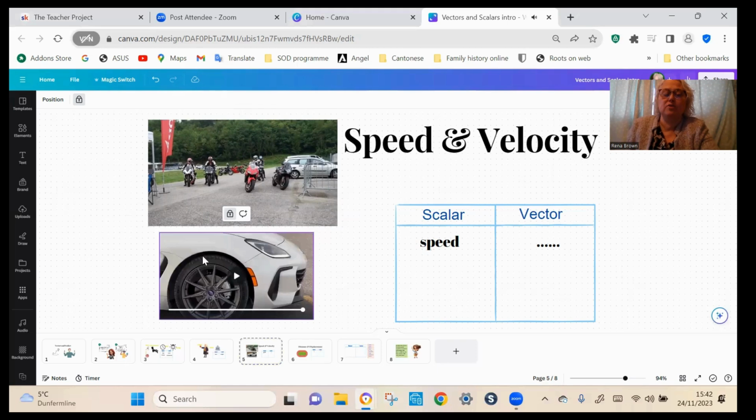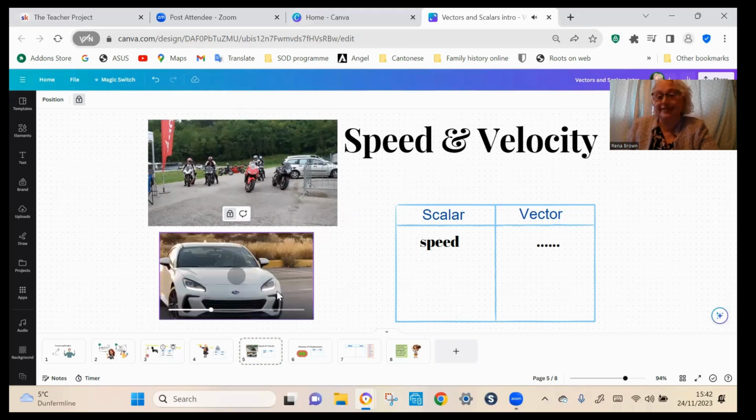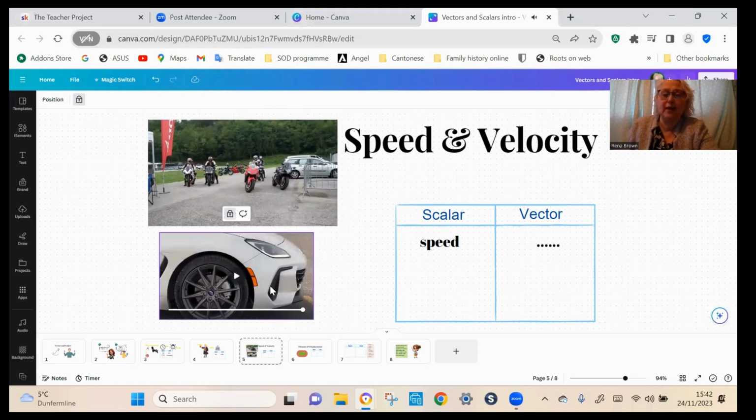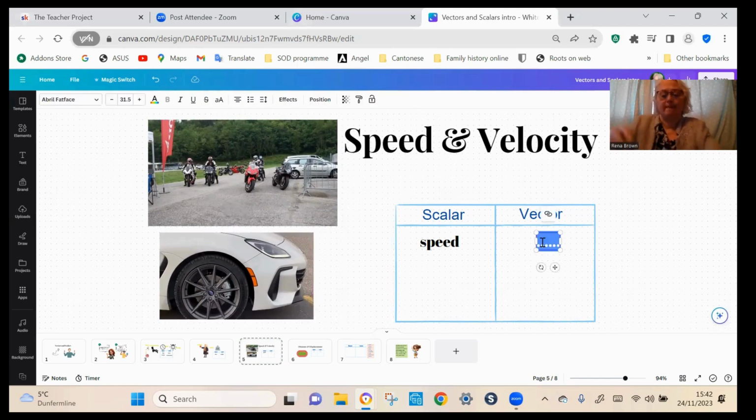Sometimes we need to change direction on a journey. We need to turn left, we need to turn right, and our direction is really important. Sometimes we have the same direction. Like I said, we're traveling north on the M90. That would be velocity, if we give it a size as well.